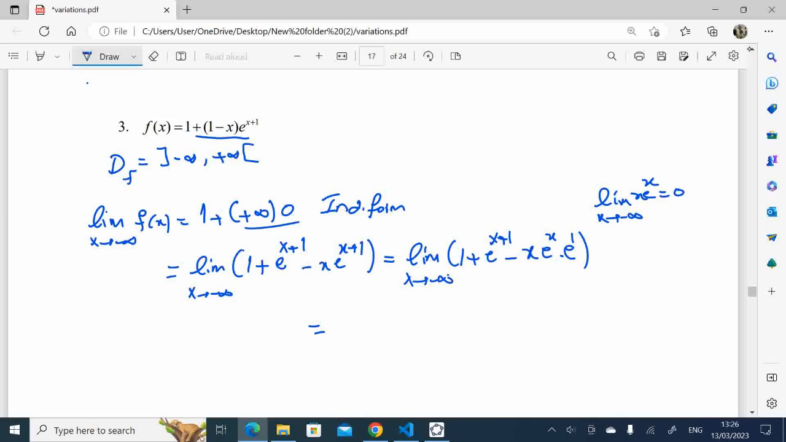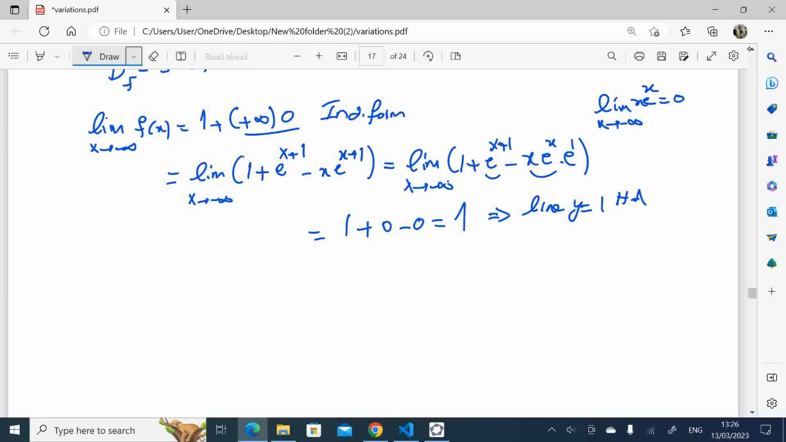So we get 1 plus the exponential, which becomes e to the minus infinity, which is 0. Now x e^x will go to 0 as x approaches minus infinity. 0 times e is going to be 0. So we are going to get 1. Hence, we are going to have the line y equals 1 as a horizontal asymptote.